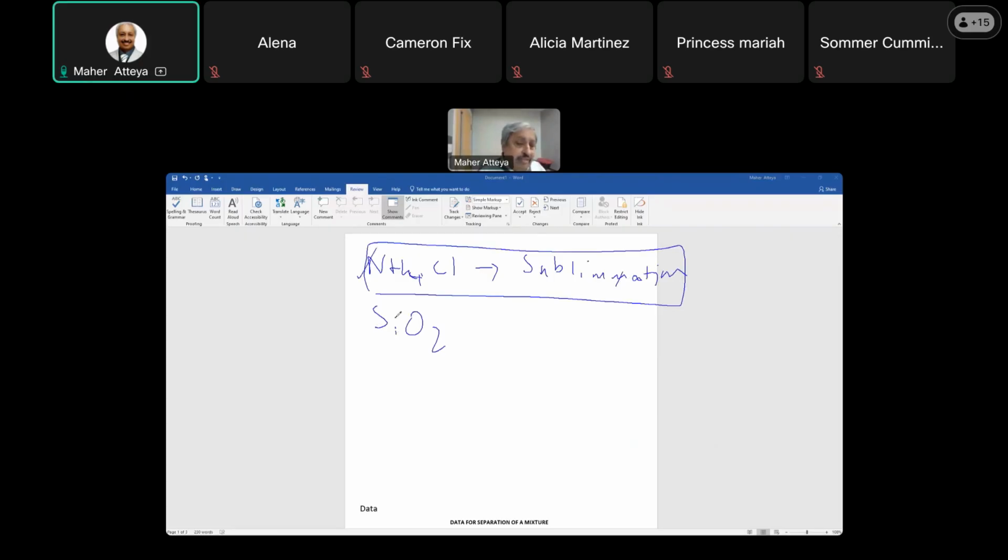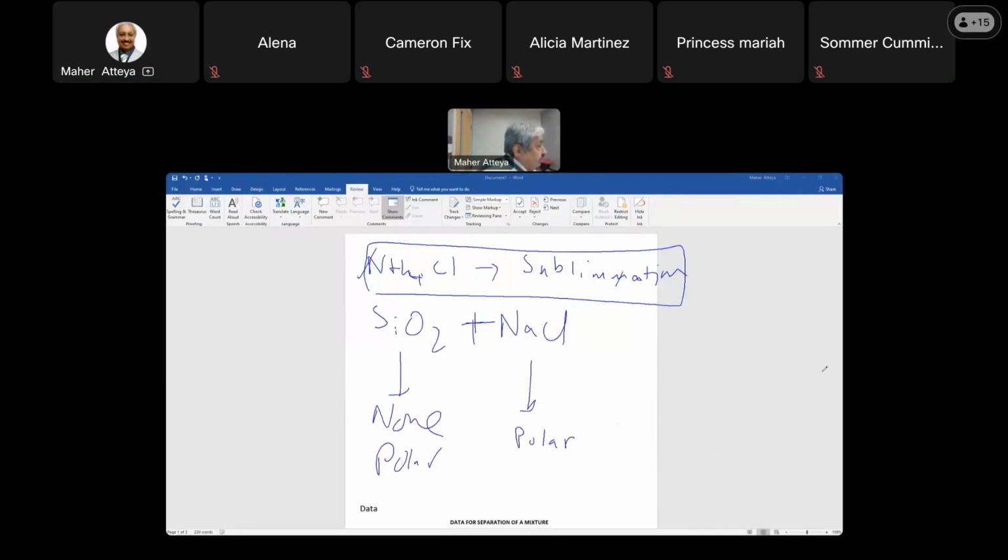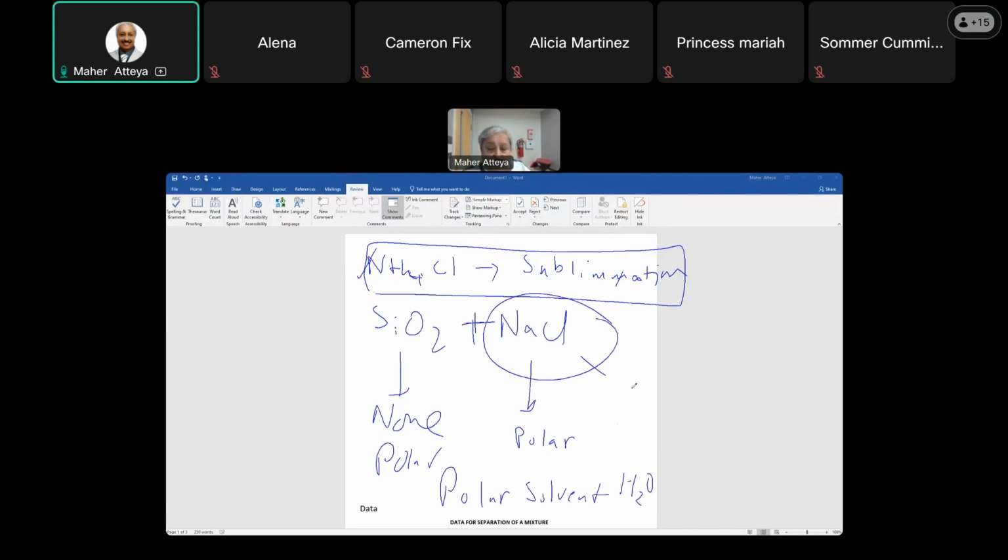The sand, then we separate this one by itself first, out. Then we'll come to the sand plus sodium chloride. Now we'll look at their solubility, their polarity. This is non-polar, okay? And this is polar. So we are using the other feature of the two solids here, sodium chloride and silicon dioxide. Silicon dioxide is called sand, and sodium chloride is kitchen salt, correct? So we'll add to them a polar solvent, H2O. Then we'll see that sodium chloride is soluble in H2O.